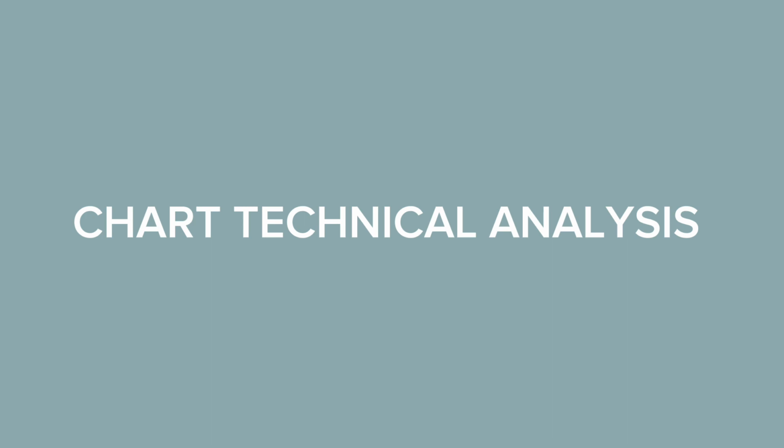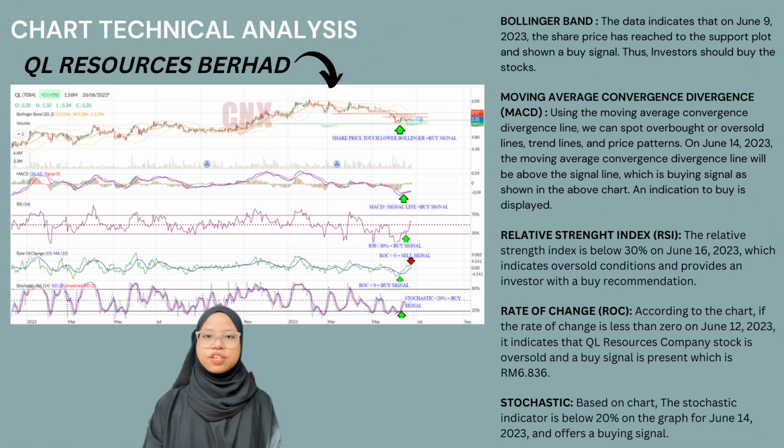Chart Technical Analysis. So, I will continue with the chart of QR Resources Berhad. First indicator is Bollinger Band. The data indicates that on 9 June 2023, the share price has reached the support floor and shown a buy signal. Thus, investors should buy the stock.